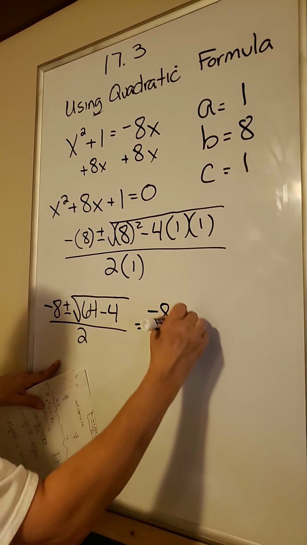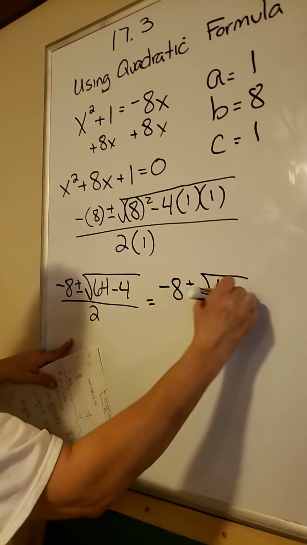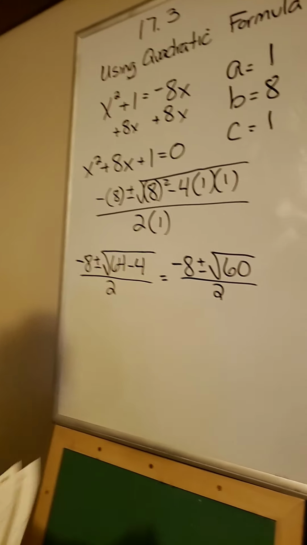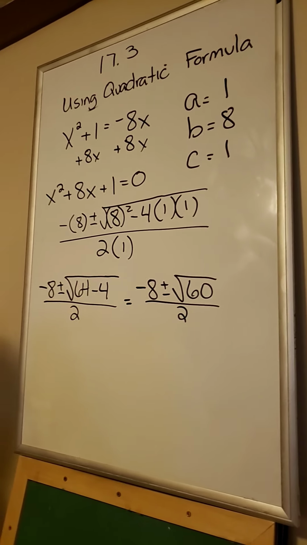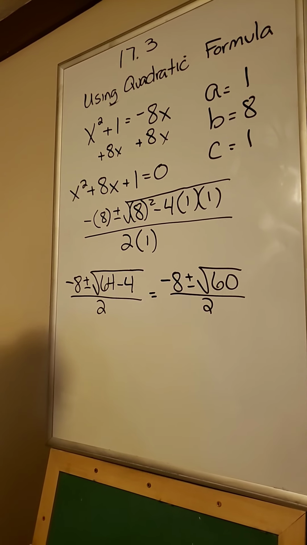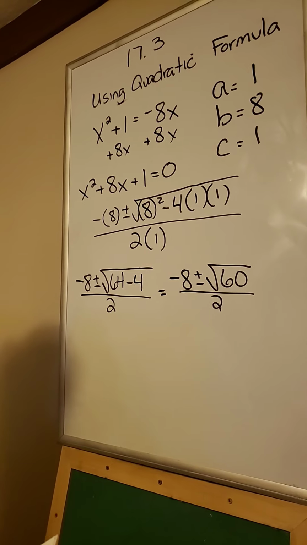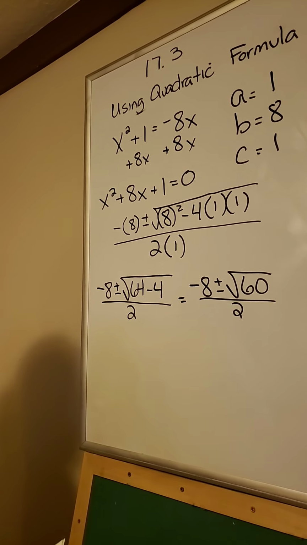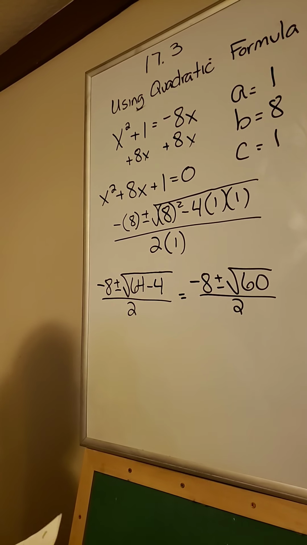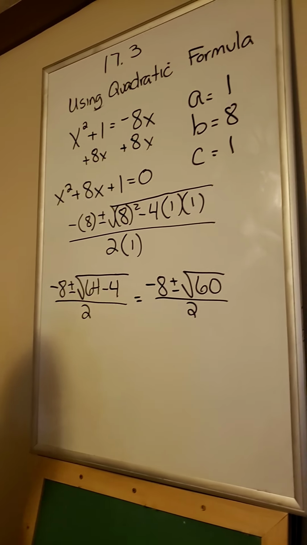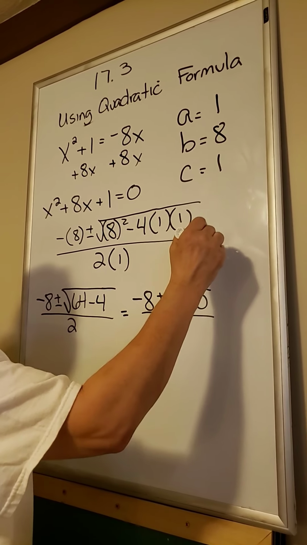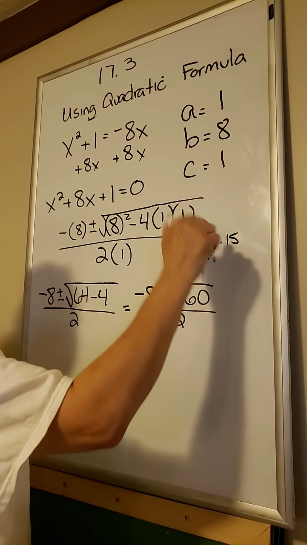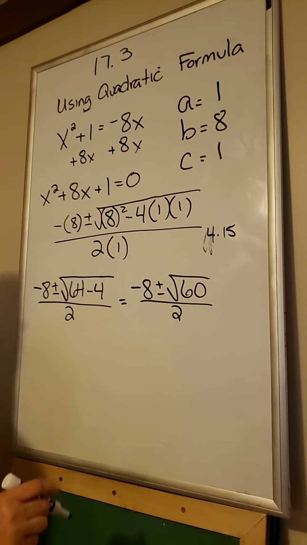So that's going to give us 60 under our radical. You got to ask yourself, is 60 a perfect square? No. Are there any perfect squares in 60? Well, yeah, there are. So what perfect squares do we have in 60? If we take out 4, that's 4 times 15. 4 is a perfect square.